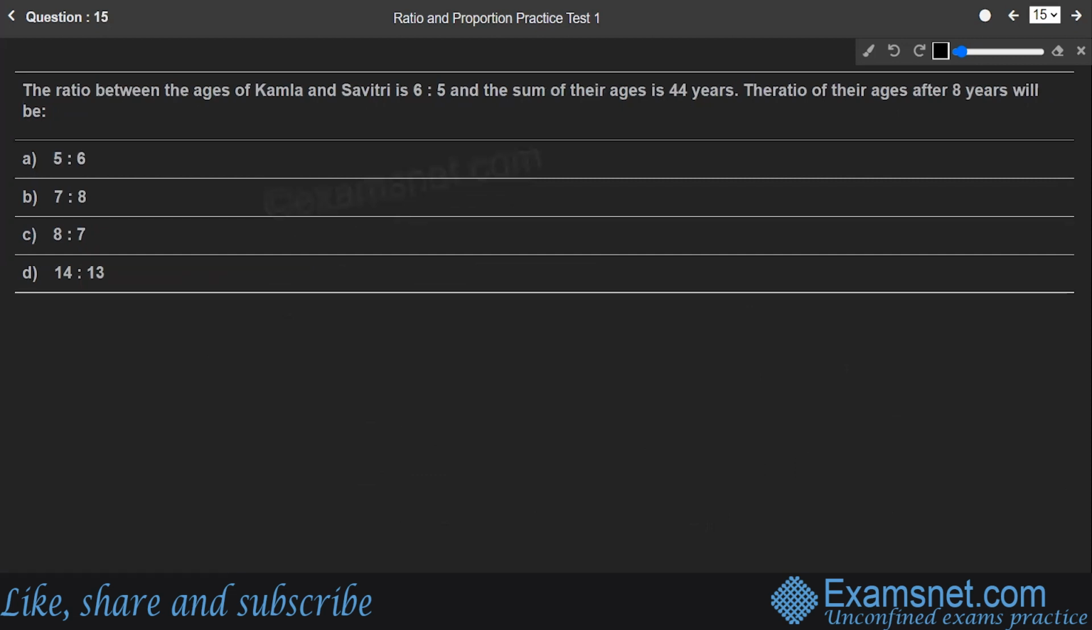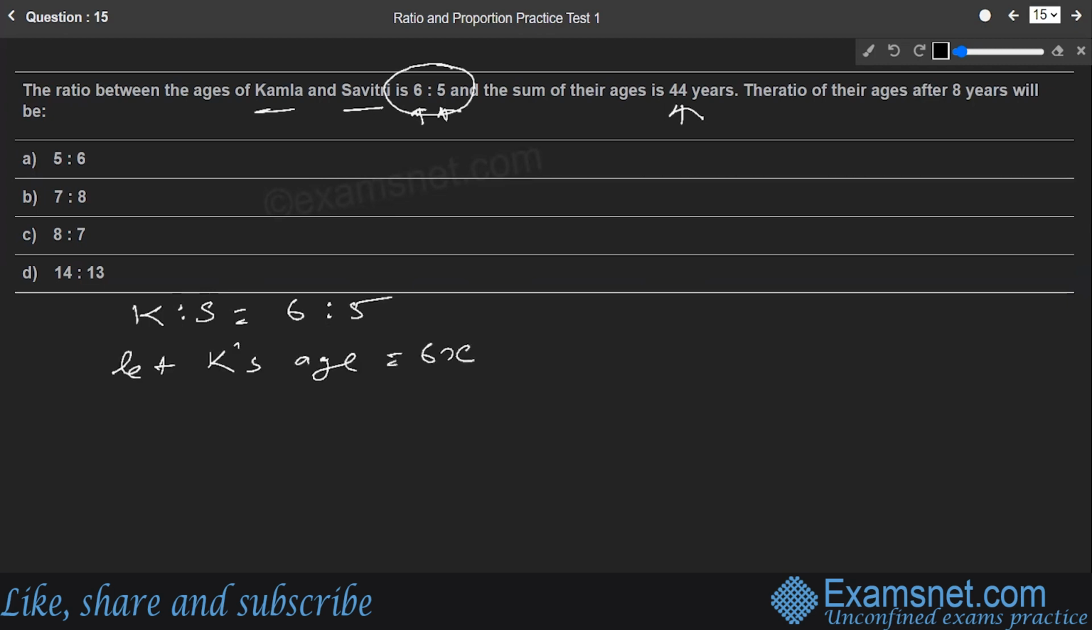Now, the next says the ratio between the ages of Kamala and Savitri is 6 is to 5, and the sum of their ages is 44. The ratio of their ages after 8 years will be. Okay, so in this type of situation, what we do is convert the ratio into real-time ages by application of some x or y or any other variable, and then we can relate things accordingly. So the ratio of Kamala is to Savitri is given as 6 is to 5. So let us say Kamala's age is 6x. Similarly, let us say Savitri's age is 5x. Okay, so these are the real-time ages we have converted.